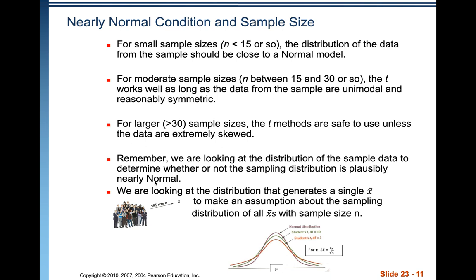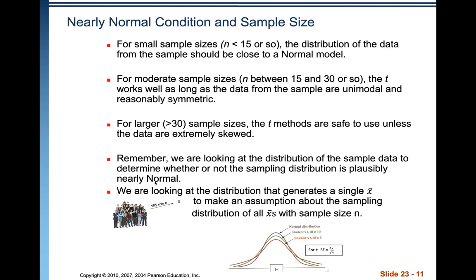We love the central limit theorem. It lets us say that for any distribution with sample size greater than 30, the corresponding sampling distribution for means is nearly normal. Remember, again, I keep emphasizing this because people have a hard time with this concept sometimes. We are looking at the distribution of the sample data to tell whether or not the sampling distribution is plausibly nearly normal.